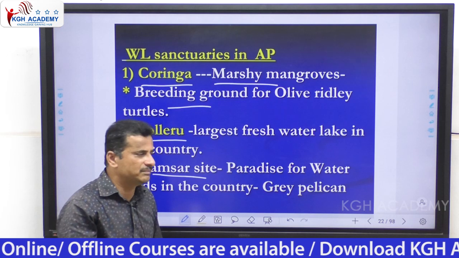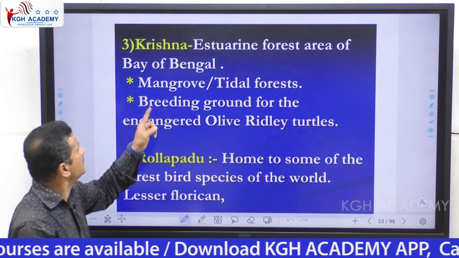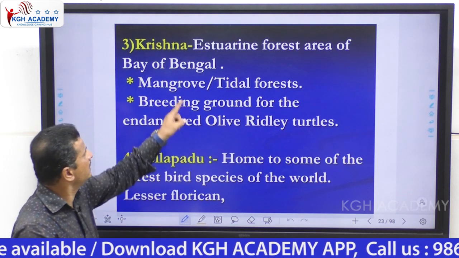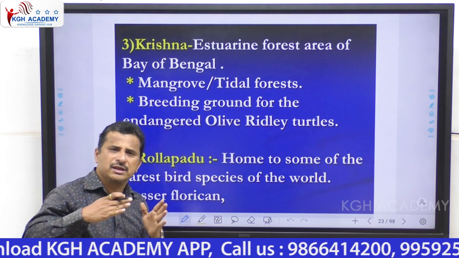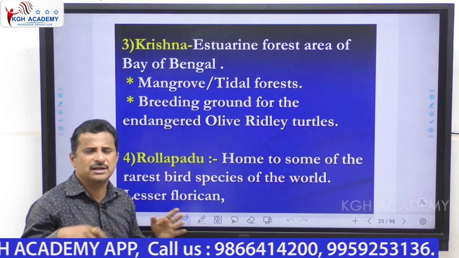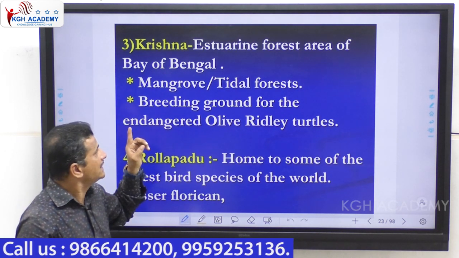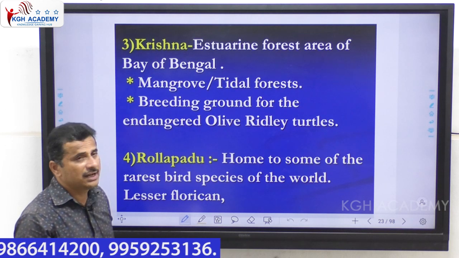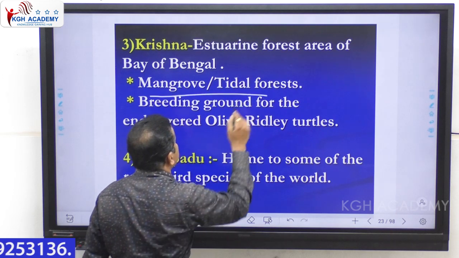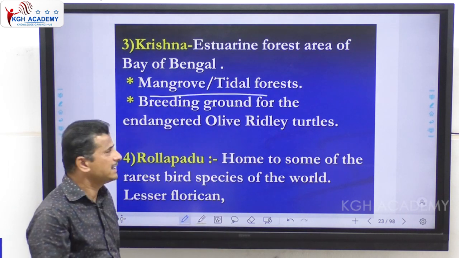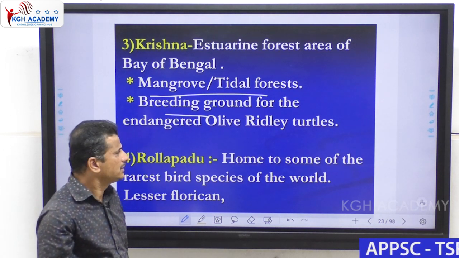These are very important. And next after this, Krishna Wildlife Sanctuary. This is an estuarine forest area of the Bay of Bengal. You know, an estuary is where river and ocean meet. So here Krishna Wildlife Sanctuary is an estuarine forest area of the Bay of Bengal. This contains mangrove and tidal forest, and it is also a breeding ground for the endangered Olive Ridley turtles.